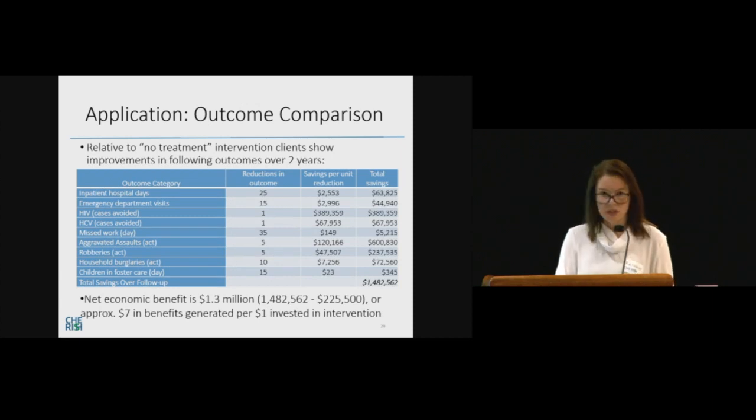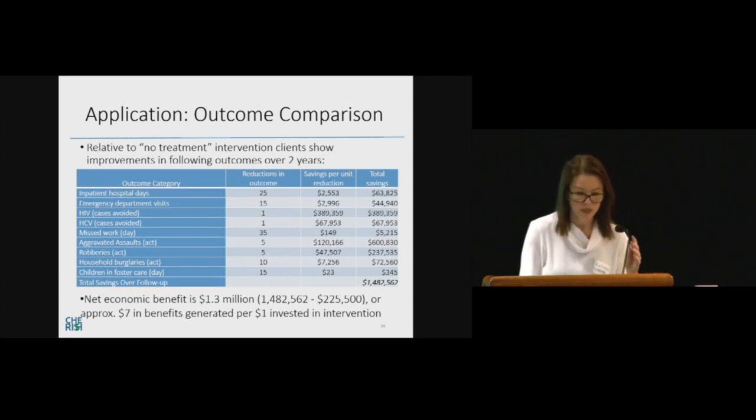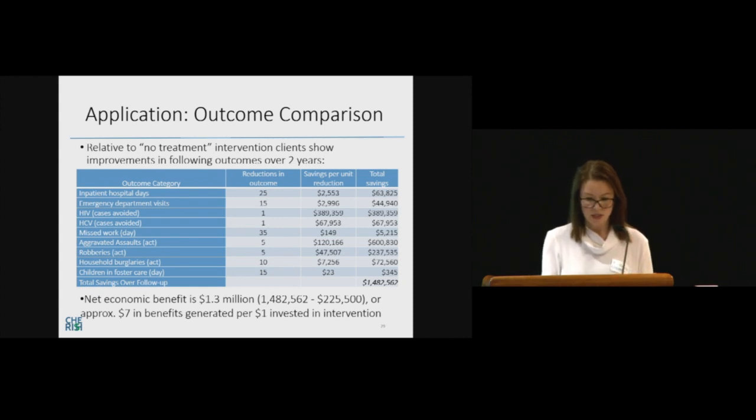So these are all of the hypothetical outcomes that could be impacted, right? So you've got inpatient hospital days, and I missed a detail, which is assume that there are 50 people that complete this protocol. And so you've invested $225,000 in treatment costs for that group. And then what does that buy you in terms of changes in these outcomes?